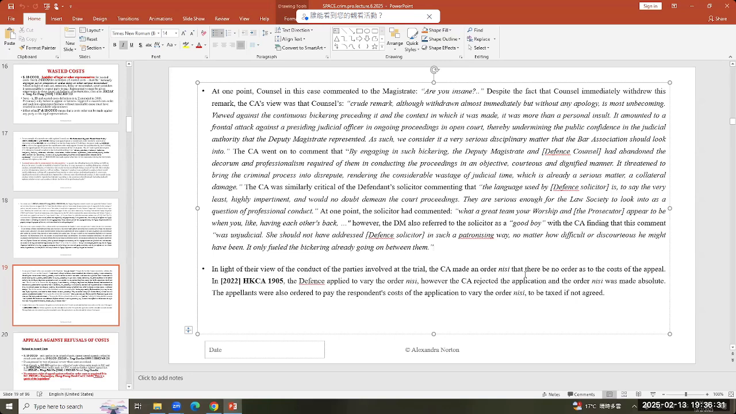On appeal, the Court of Appeal were also critical of the deputy magistrate and to a lesser extent critical of the prosecution as well, because they felt the prosecutor had also helped to fuel some of this argument. So they actually ended up setting aside this wasted costs order because really everybody had their part to blame, even though it's quite clear that they think that defense counsel bore the brunt of that responsibility.